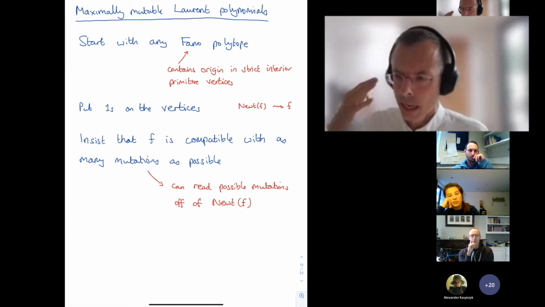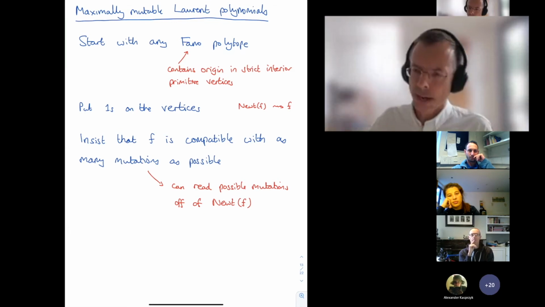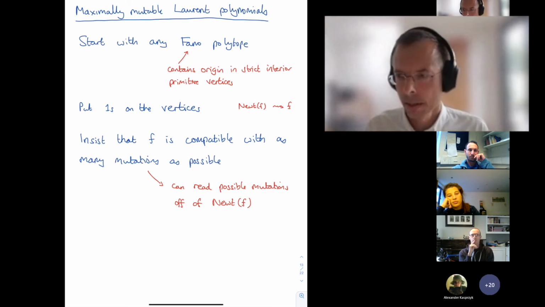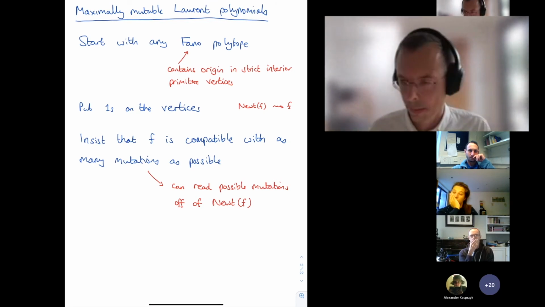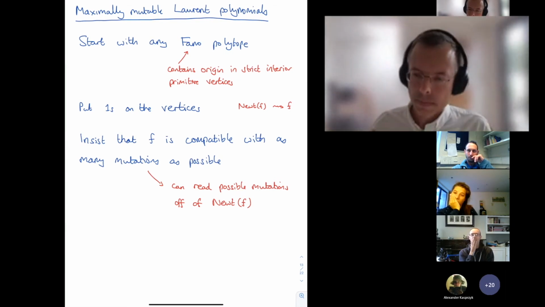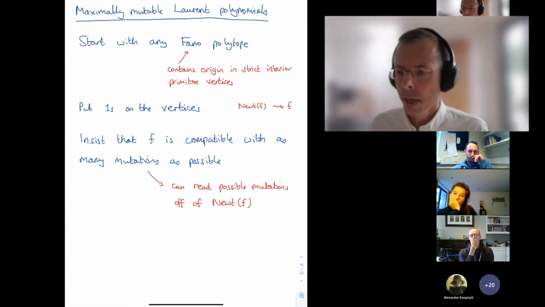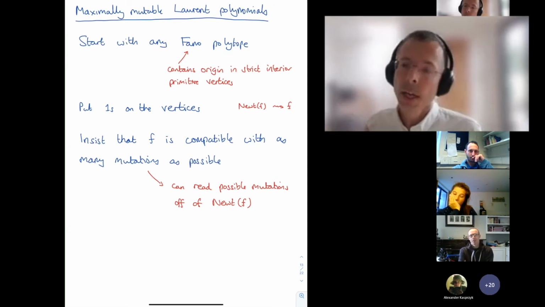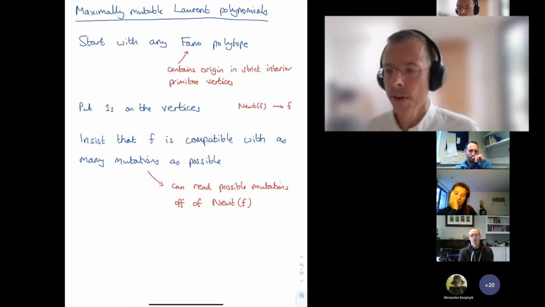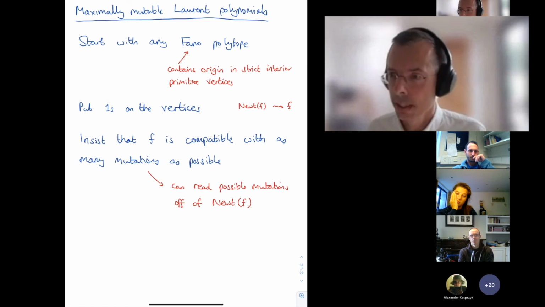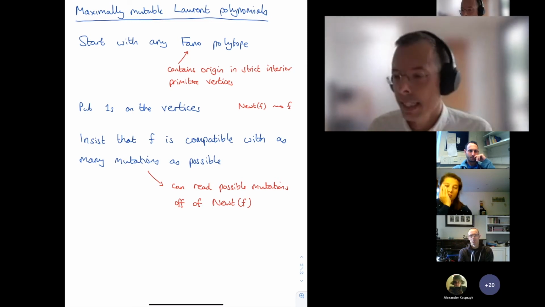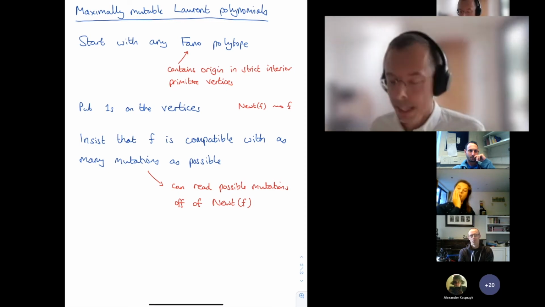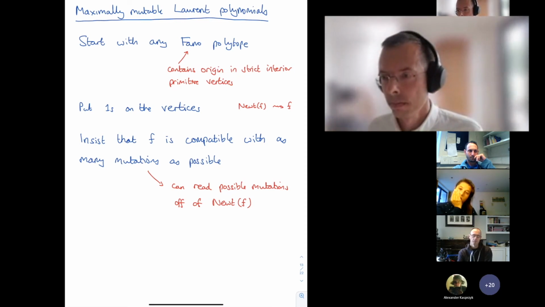I'm trying to build a Laurent polynomial with a given Newton polytope, so I'm trying to pick coefficients for every lattice point. So I'm going to pick the vertex coefficients to be 1. I'm going to insist on that. We can come back to this point, but for Gholampour, for instance, it seems to be important that the Newton polytope of F is the same mod P for every prime P. So that more or less forces you to have ones on the vertices. And then we're going to insist that F is compatible with as many mutations as possible. And in that sense, we construct maximally mutable Laurent polynomials.